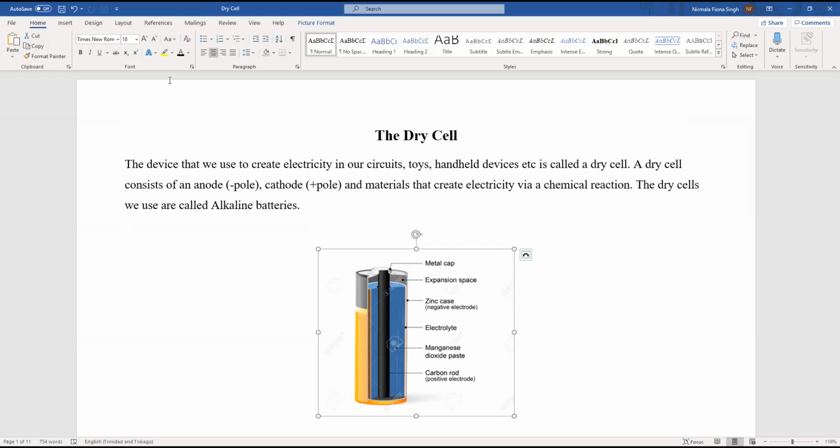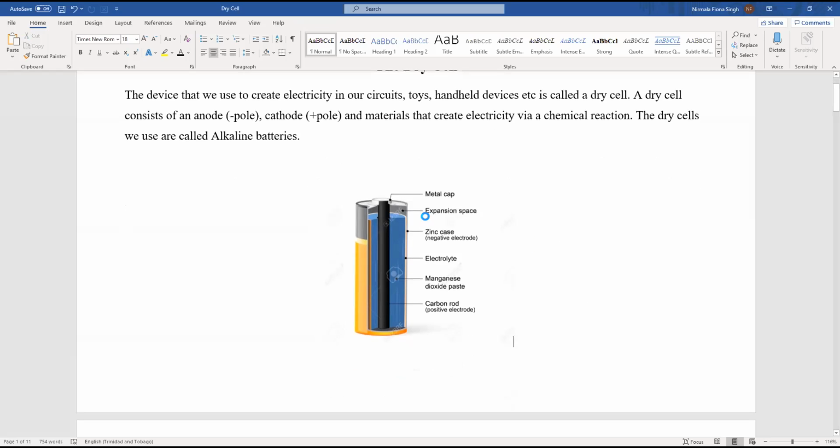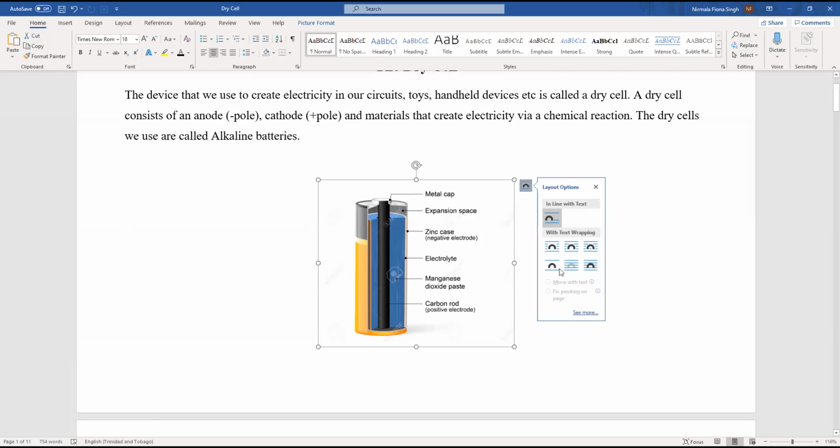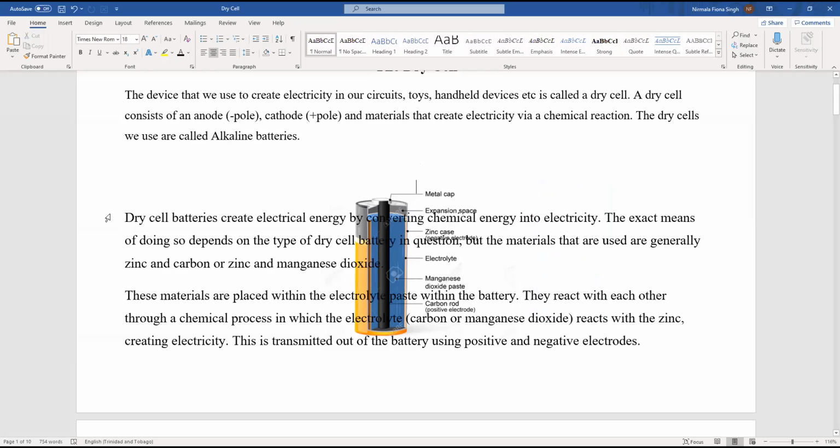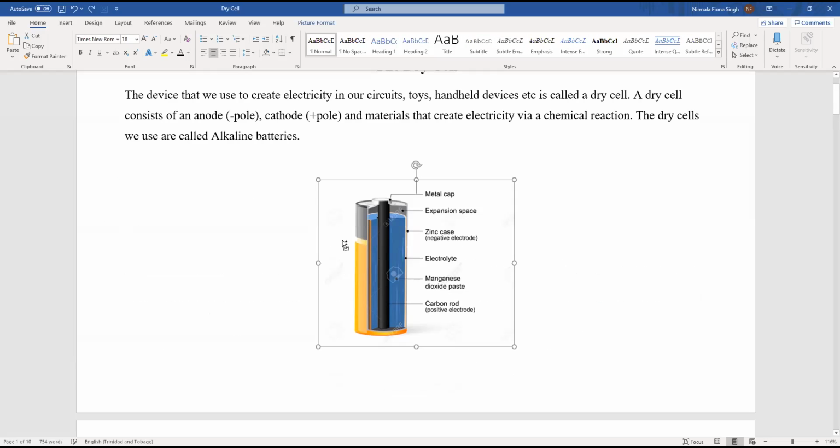So let's look and see. A dry cell consists of an anode, which is a negative pole, a cathode, which is a positive pole, and materials that create electricity via chemical reaction. The dry cells we commonly use in all our devices are called alkaline batteries. Why is it called an alkaline battery? Because it has an alkaline type material in it.